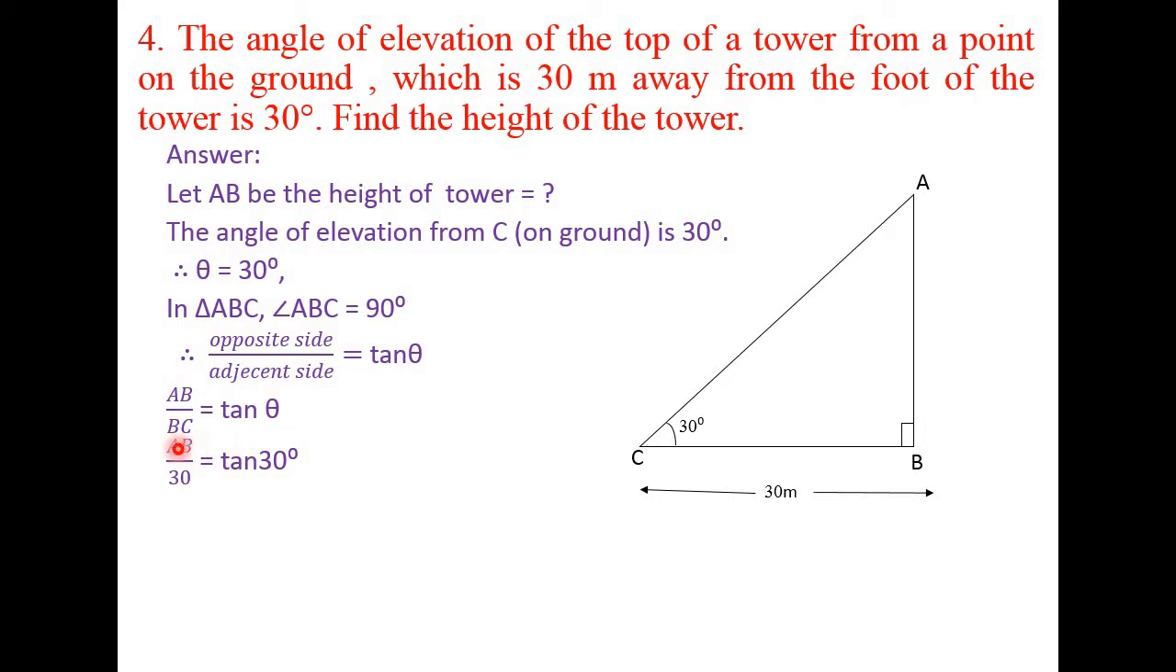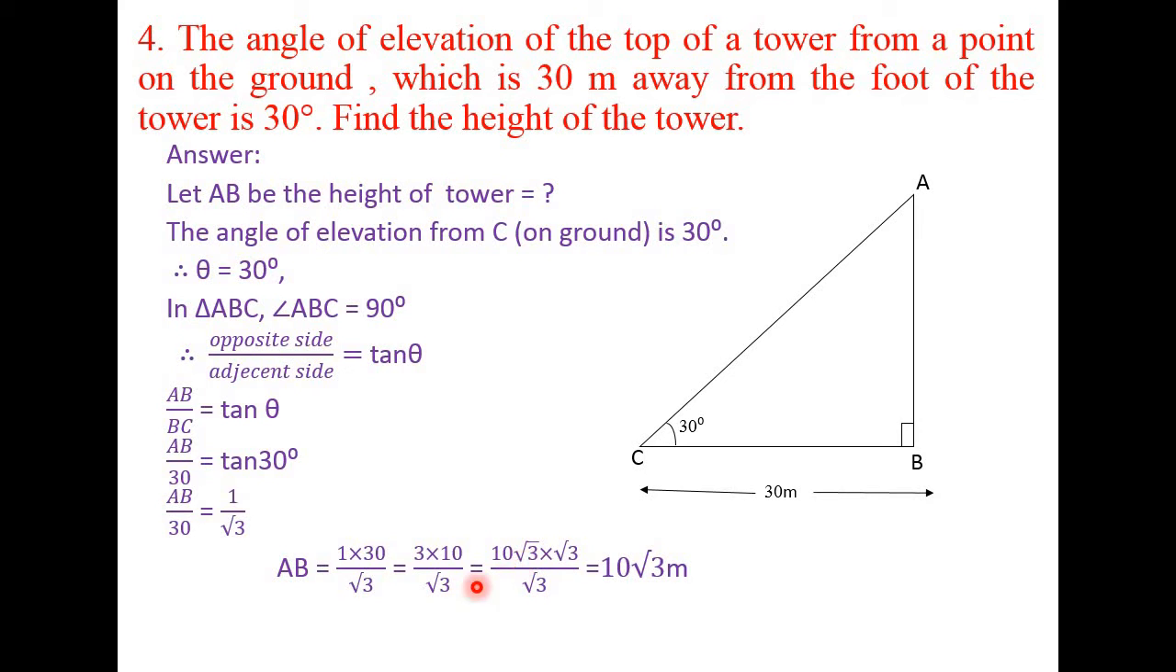BC is 30 meters, which is the distance between the point and the foot of the tower. So AB divided by 30 is equal to tan 30, and the value of tan 30 is 1 by root 3. AB is equal to 30 divided by root 3, so AB is equal to 30 into 1 divided by root 3. We can write 30 as 10 into 3.